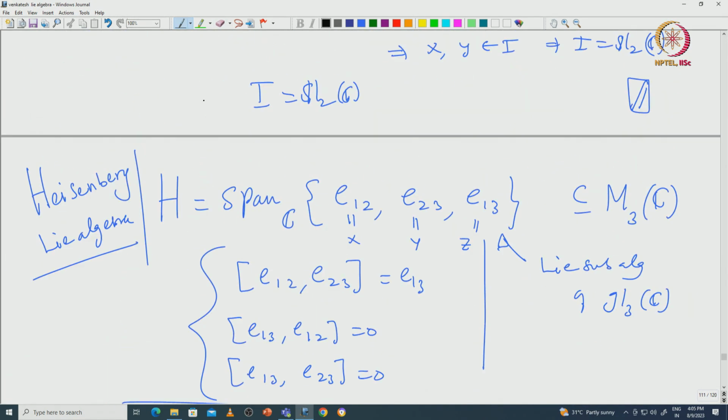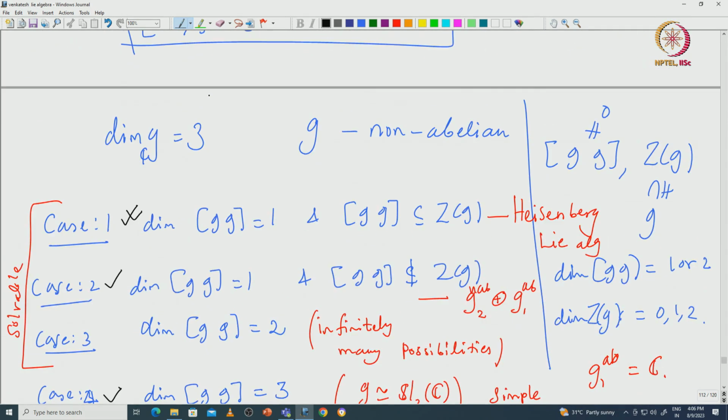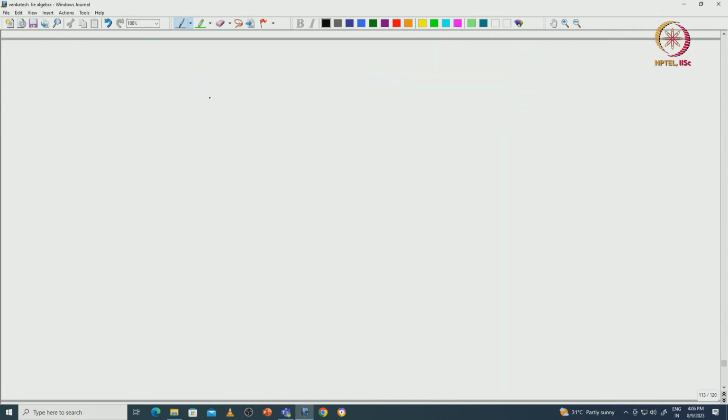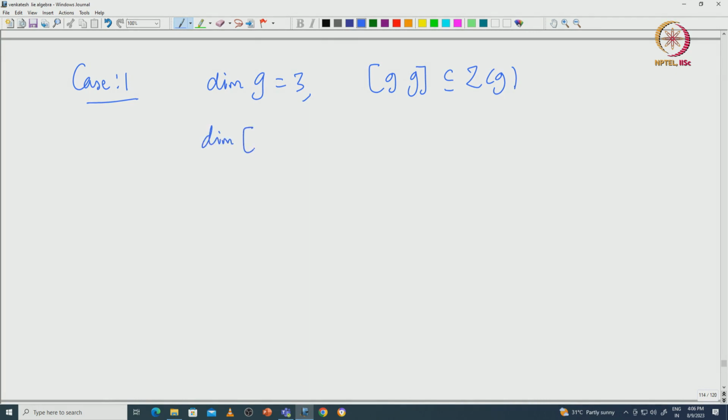I guess I just gave the definition of Heisenberg. So, what is case 1? You take the dimension to be 3 and the derived algebra is inside the center. Okay. And the dimension of the derived algebra is 1. So, these are all the conditions. Note that all these conditions are satisfied for the Heisenberg.